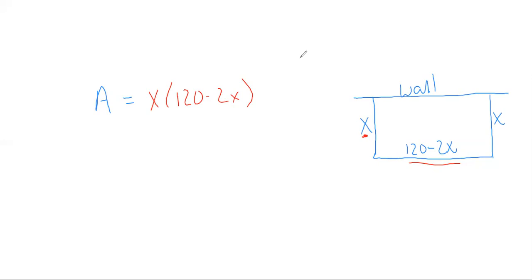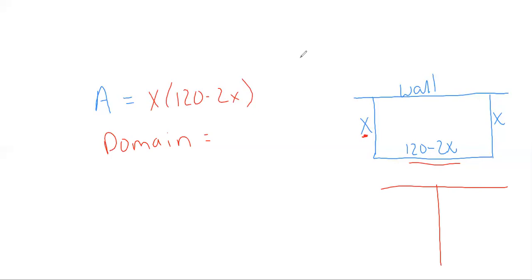The domain. This is where everybody gets freaked out. How big can x be? And everybody goes, oh, 120. No, it can't. Because if I draw 120, let's think about that. Here's a wall. Here's 120. I'm a farmer. I want to put animals in that pen. How many animals are going to fit and stay in that pen? None.